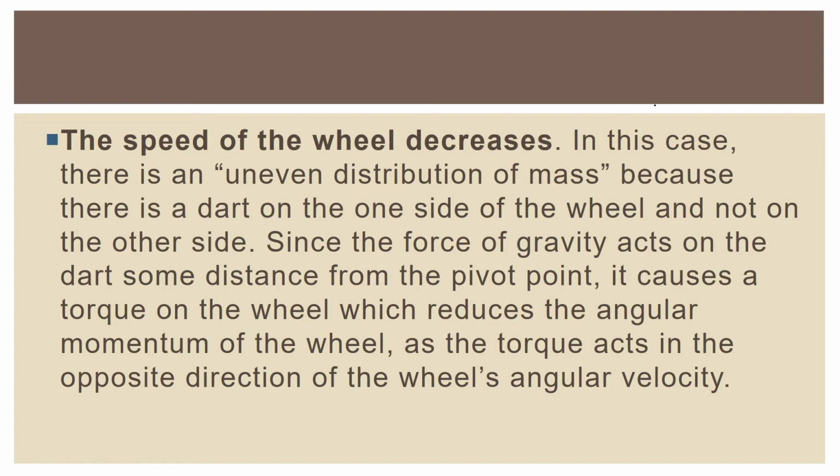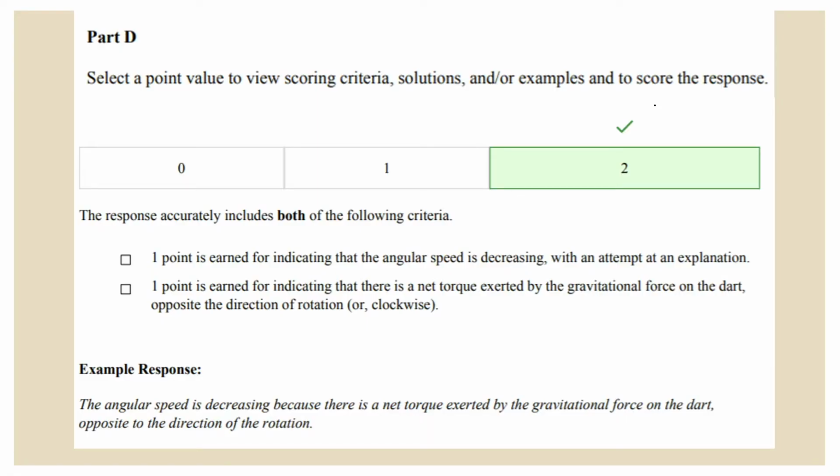All right, now moving on to the scoring guide. The scoring guide gives 2 points here. You get 1 point for indicating that the angular speed is decreasing with an attempt at an explanation, and then 1 point for indicating that there's a net torque exerted by the gravitational force of the dart opposite the direction of rotation, or they let you say clockwise here. And so the example response is the angular speed is decreasing because there is a net torque exerted by the gravitational force on the dart opposite the direction of rotation.